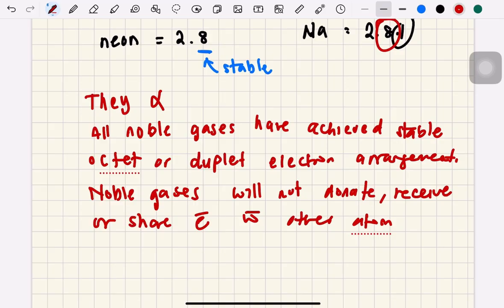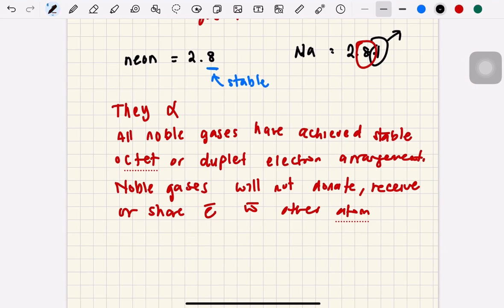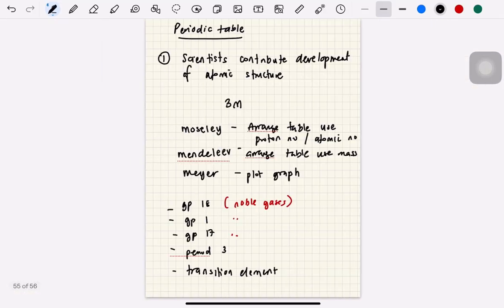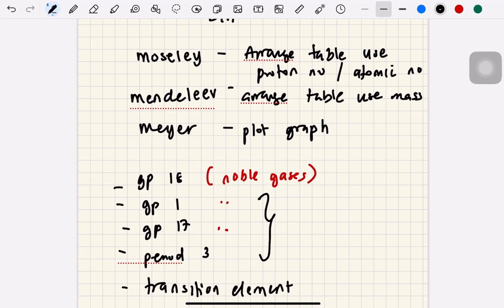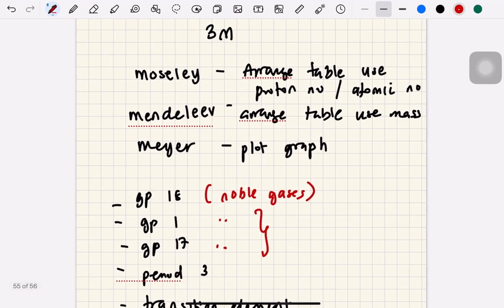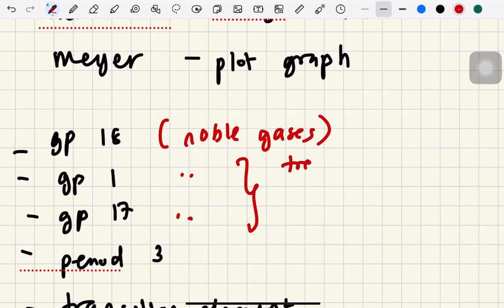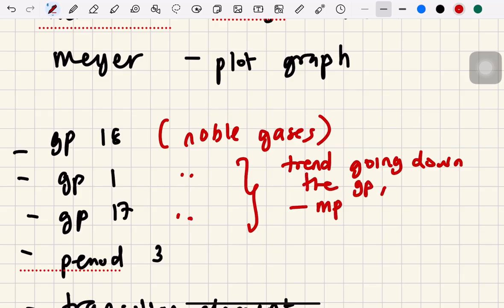Next thing I need to point out: group 18 is not reactive, because it is already stable. For group 1, 17 and period 3, this one uses a different understanding. You need to know the melting and boiling point trend going down the group, and also the conductivity.